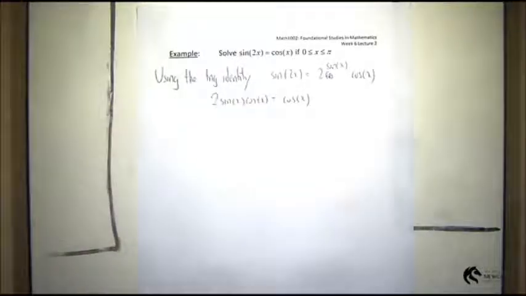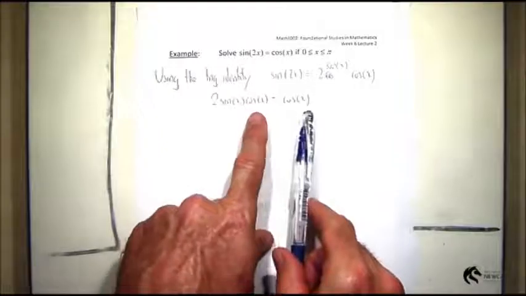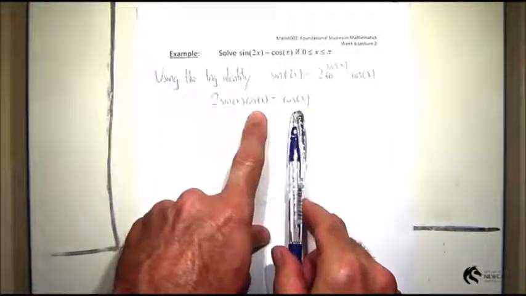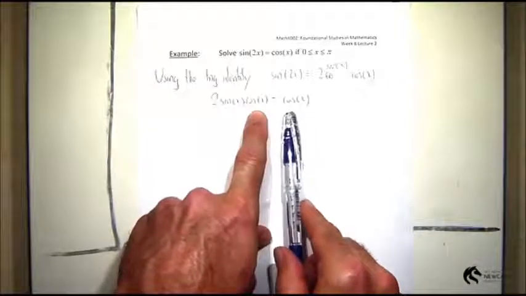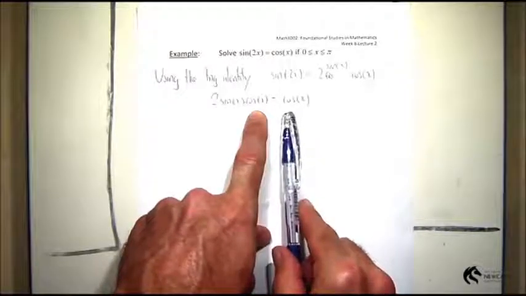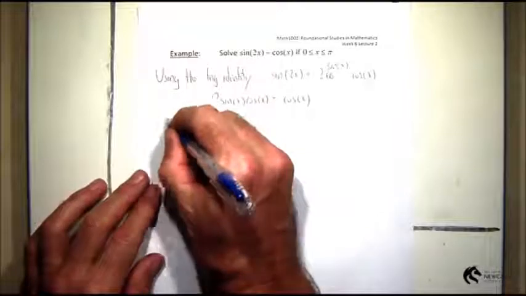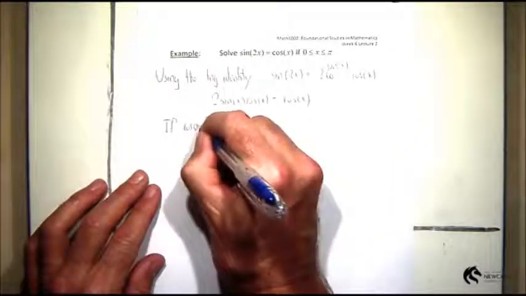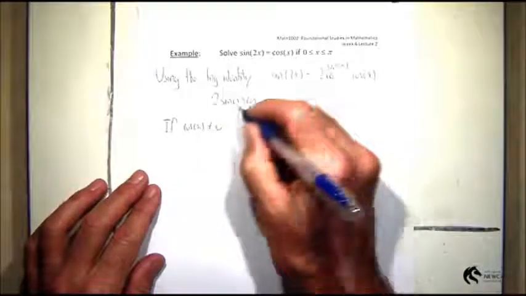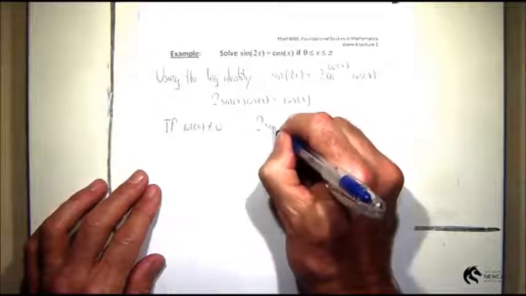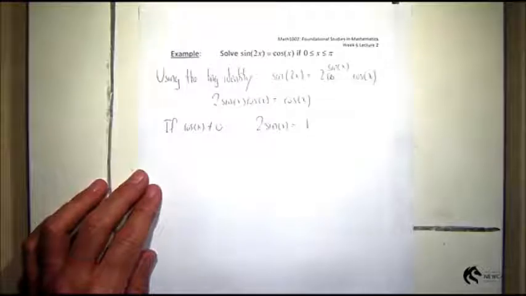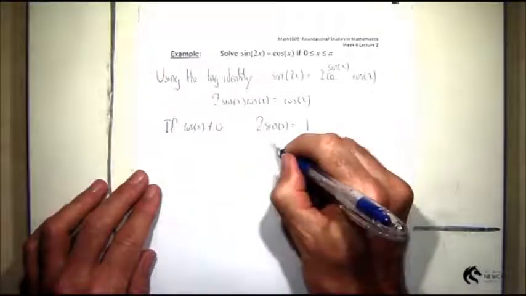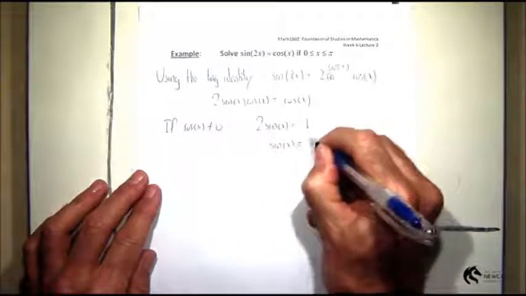Now I've got cos x on both sides, so the obvious thing to do is divide both sides by cos x. But I'm only allowed to do that if cos x is not 0. So if cos x is not 0, then this equation becomes 2 sine x is equal to 1. And hence sine x is equal to 1/2.